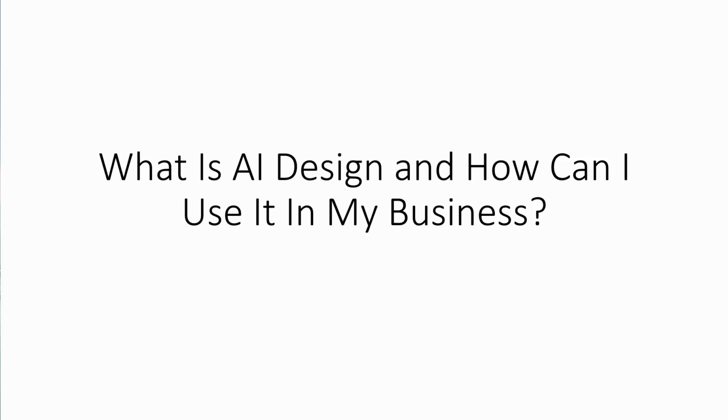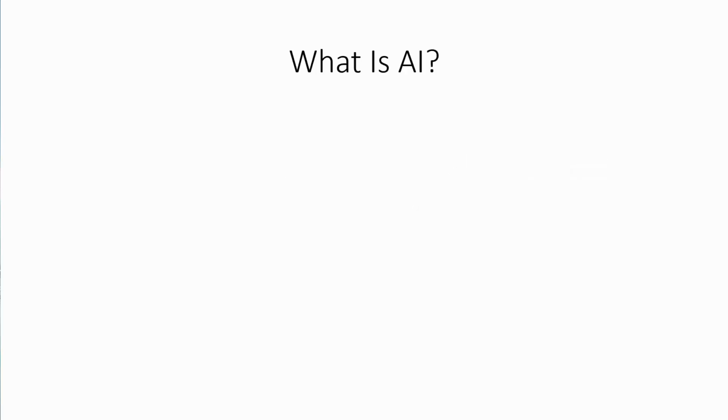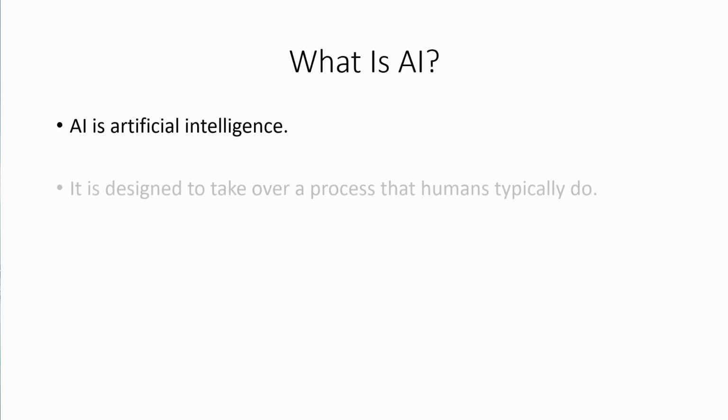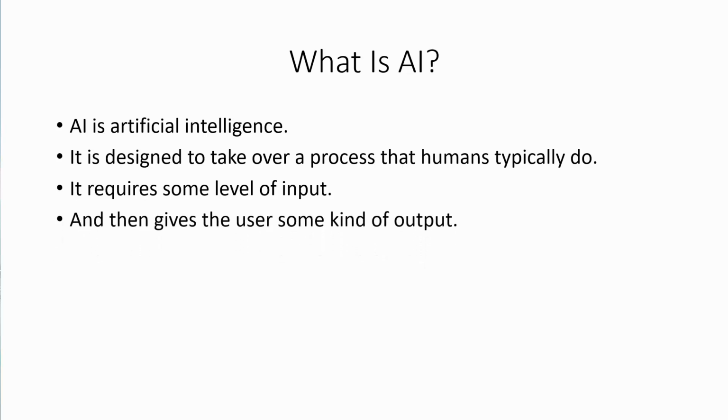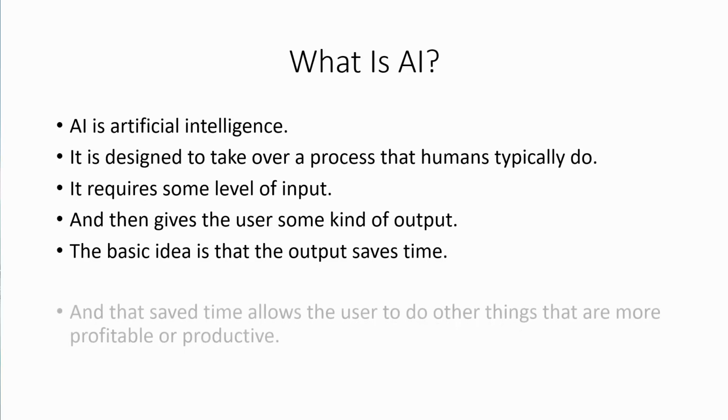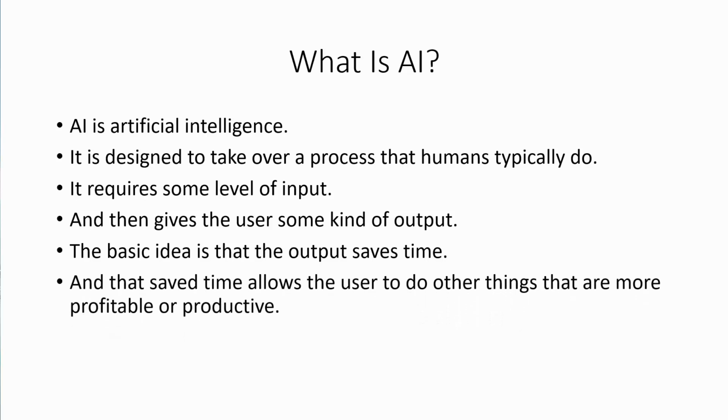What is AI design and how can I use it in my business? What is AI? AI is artificial intelligence. It's designed to take over a process that humans typically do. It requires some level of input and then gives users some kind of output. The basic idea is that the output saves time. That saved time allows the user to do other things that are more profitable or productive.